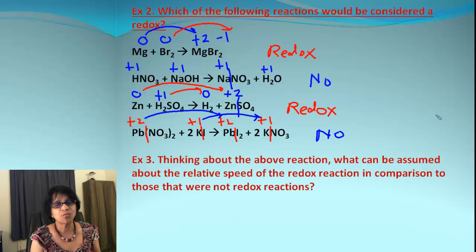Now, let's take one step back. What is the type of the first reaction?